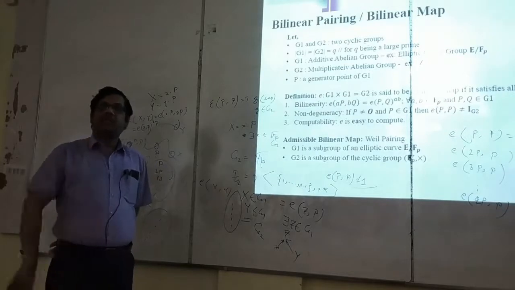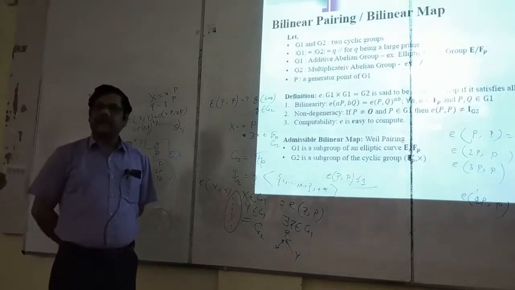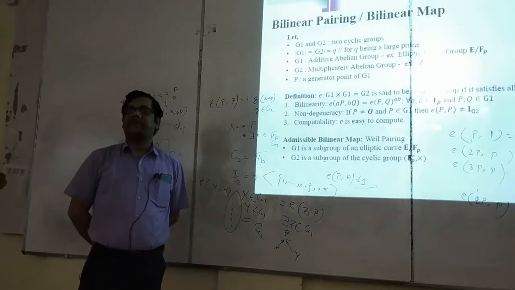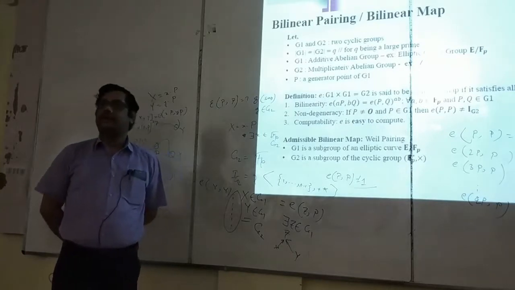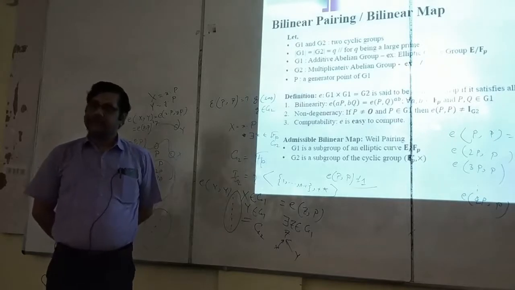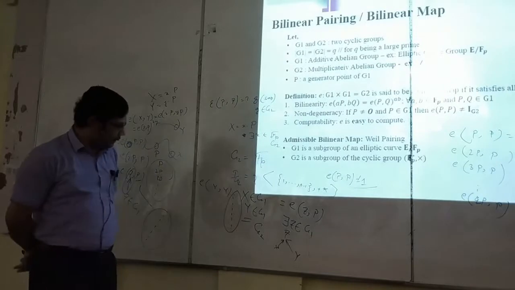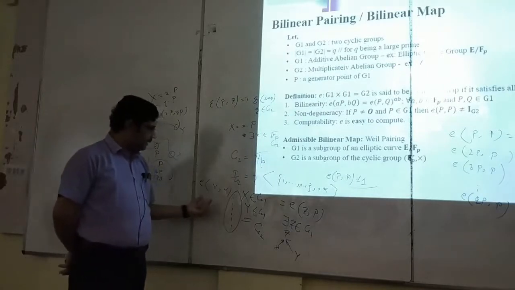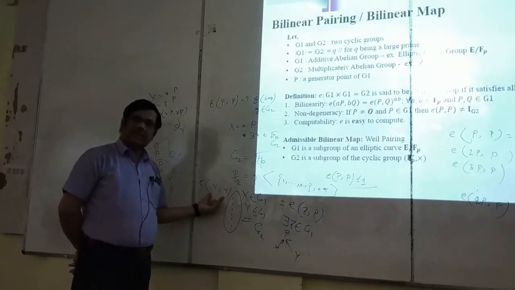These three properties, if satisfied, then such type of mapping is called bilinear mapping or bilinear pairing or bilinear function. Mapping and function are synonymous. Why are they called pairing? Roughly you understand, because there are various ways you can explain this thing.